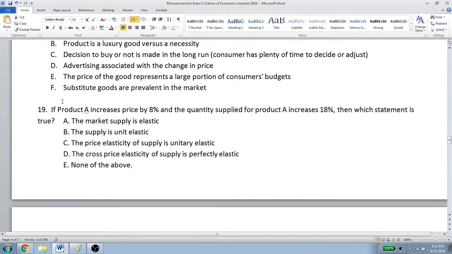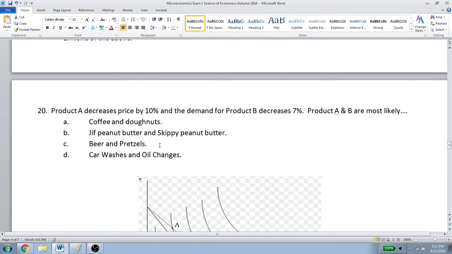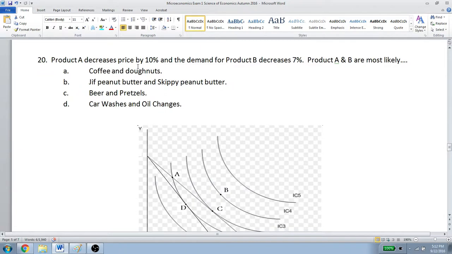All right, just a few more. If product A increases price by 8% and the quantity supplied for product A increases 18%, then we'd say because this was small and this was large, that it's elastic. And because it's supply, then it's a market supply that is elastic. A. Product A decreases 10 and the demand drops by 7. That makes it inelastic, but that's not the choice here. We're just trying to see what happens with these two.